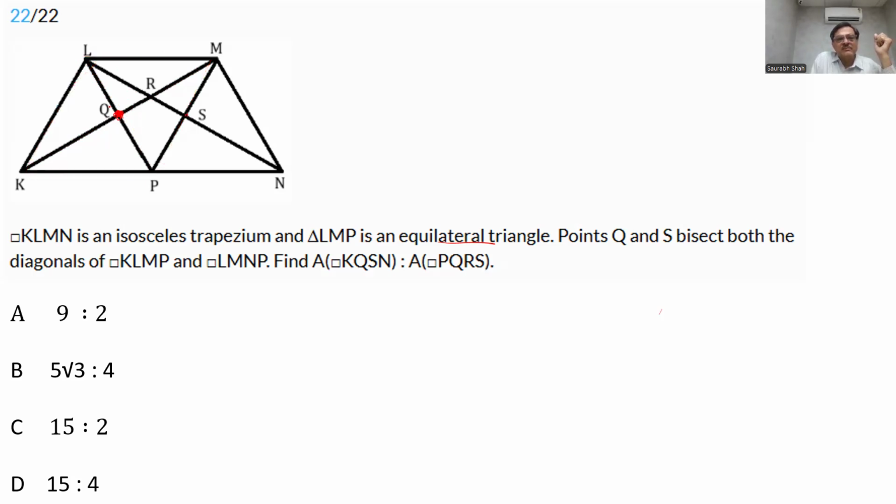And ultimately, what do we have? That means if this is an equilateral triangle, this is also an equilateral triangle, this is also an equilateral triangle. We have three equilateral triangles, two straight and one upside down. And what is asked? Find the area of KQSN, this lower trapezium, and the area of PQRS, the quadrilateral here. To simplify it, I have the figures on the next page.